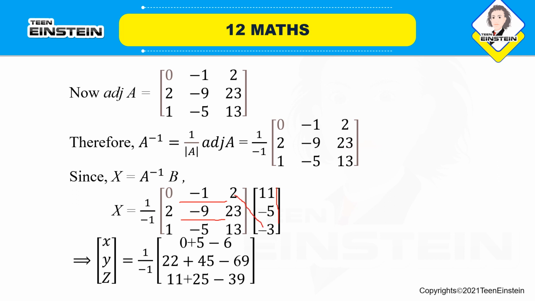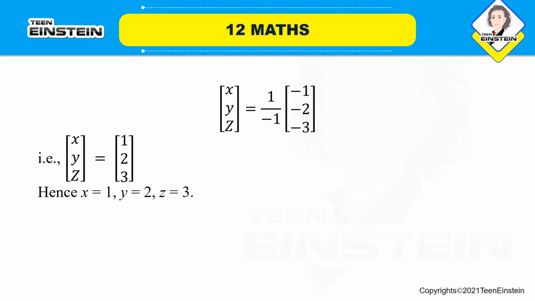Now fix the second row. 2 into 11, 22. Minus 9 into minus 5, plus 45. 23 into minus 3, minus 69. Fix the third row. Then 1 into 11, plus 11. Minus 5 into minus 5, plus 25. Plus 13 into minus 3 is minus 39. Okay. So on simplification, we are getting minus 1, minus 2, minus 3.